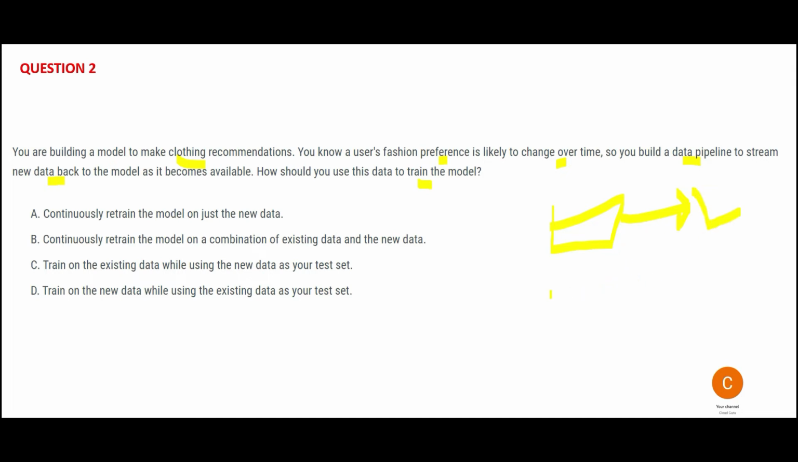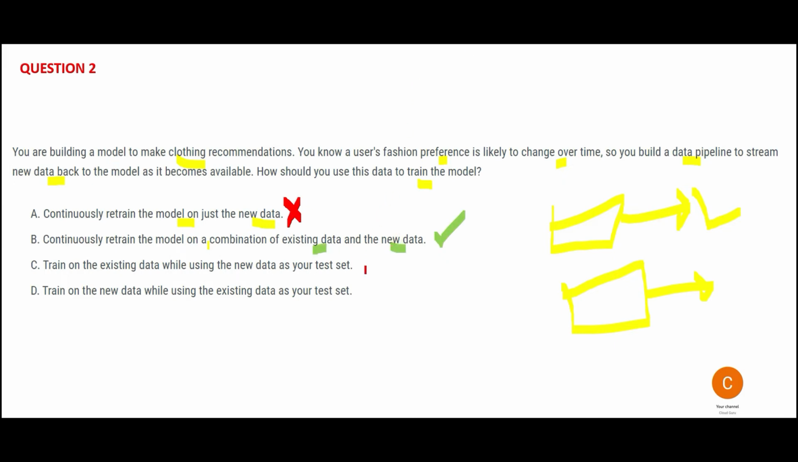Now, there is new data coming in for the preference, and you also want to use that to train your model to make recommendations. So what should you do? A says that you retrain the model only on new data, but that will not work because you have old and new data both, right? You want to use both to derive insights. This will work, B, because it is making use of both existing data and new data.